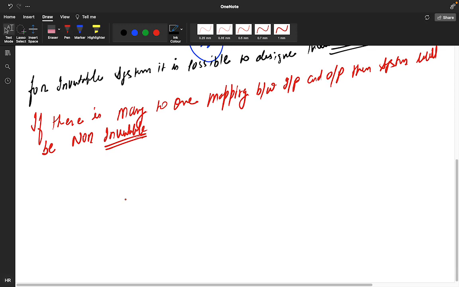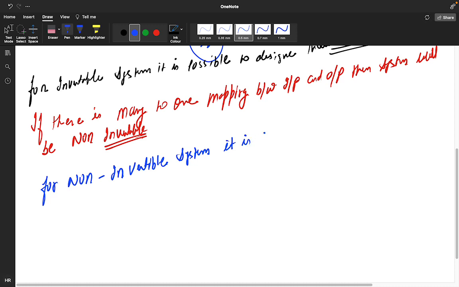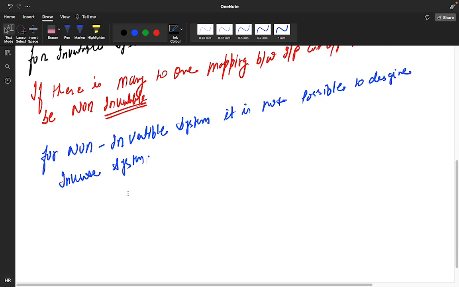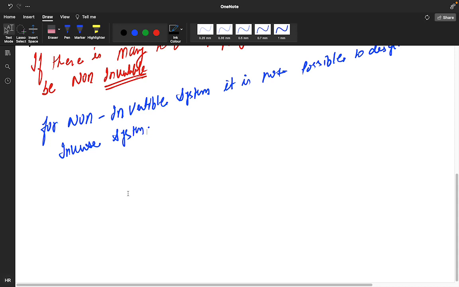So for a non-invertible system, it is not possible to design an inverse system. So what is the meaning? For a non-invertible system, it is not possible to design the inverse system. Okay, so when an invertible system is cascaded with its inverse, the system gain of the composite system will be equal to 1.